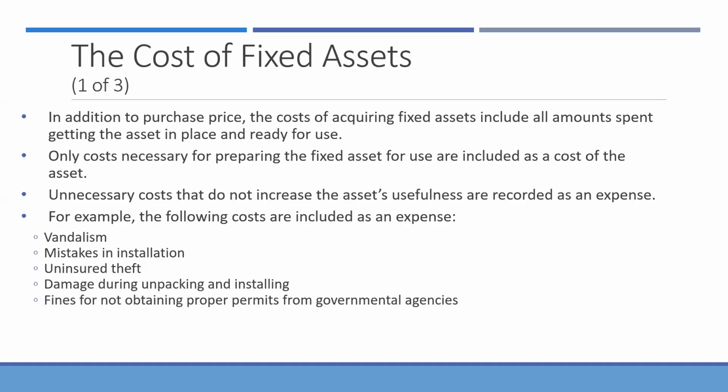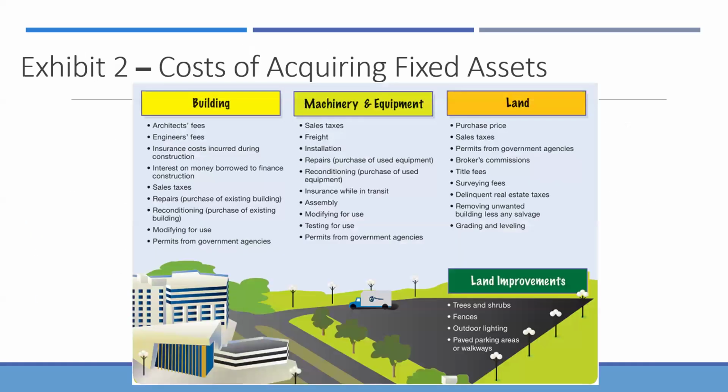You remember when we make the journal entry for purchasing a fixed asset, we would debit equipment and then credit cash. What goes into that equipment balance is the purchase price of the equipment, the sales tax, the freight, the installation, any assembly cost, any testing to get it ready.